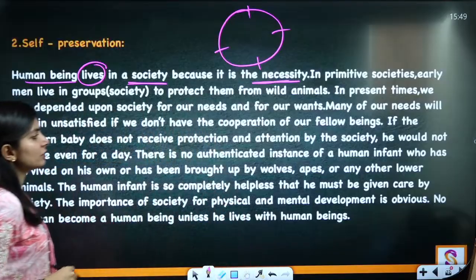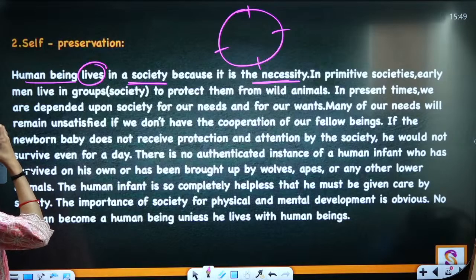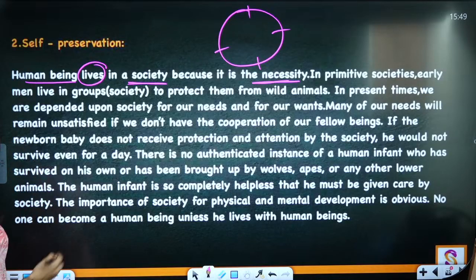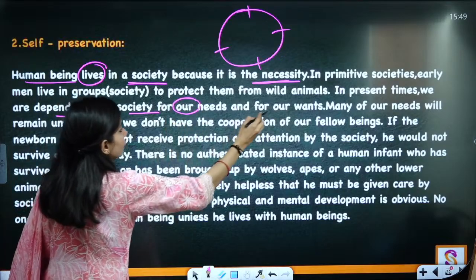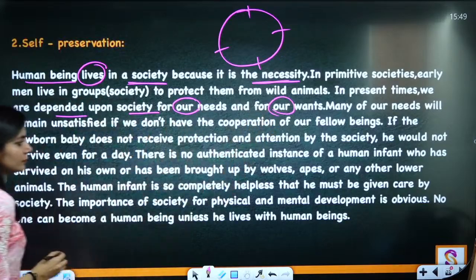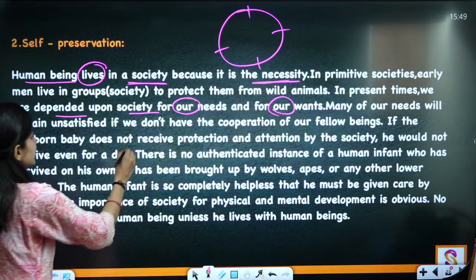So in primitive societies, early men lived in groups to protect themselves from wild animals. In the present times, we are dependent upon society for our needs and for our wants. So this is what we specified. Now, there are no authenticated instances of a human infant who has survived alone.